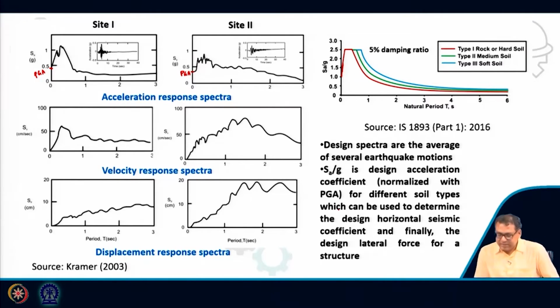This Sa by g is the design acceleration. From there I will determine the design horizontal seismic coefficient. From there I will get the design lateral force for a structure. So this is basically the use of these. I have discussed how these response spectra can be obtained, what design spectra is, and the use of these Sa by g values.